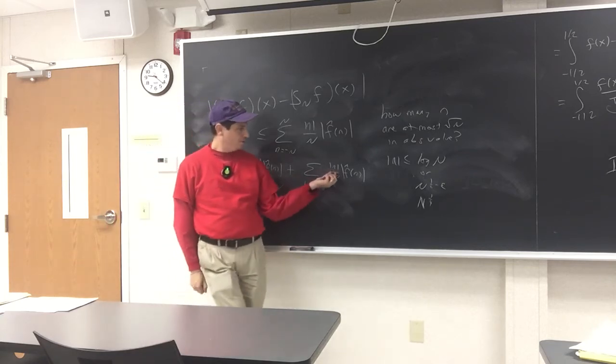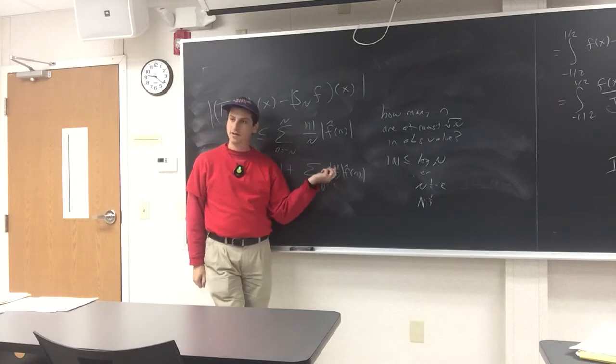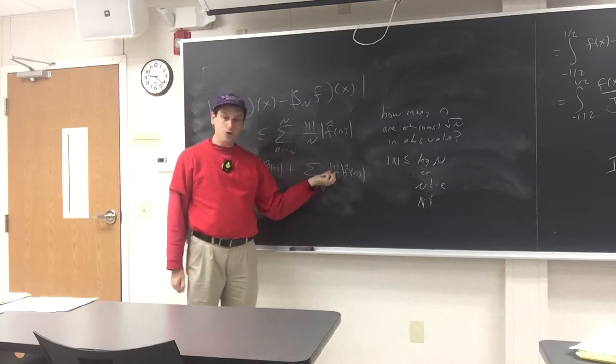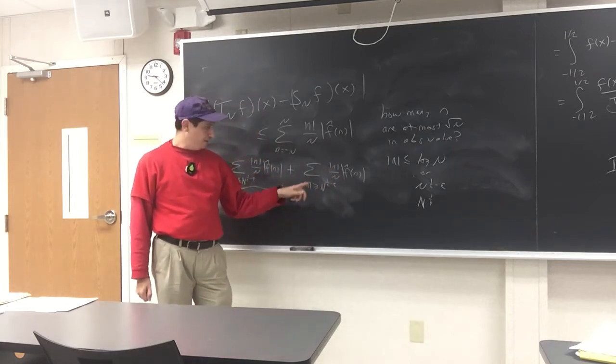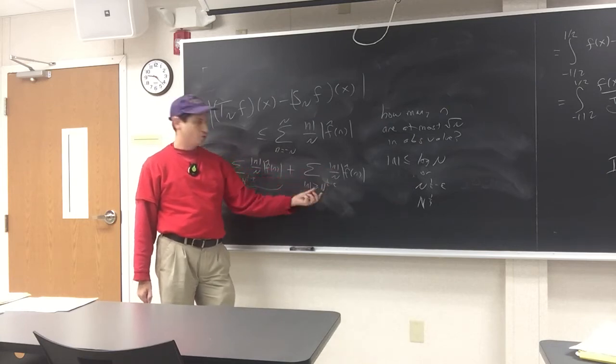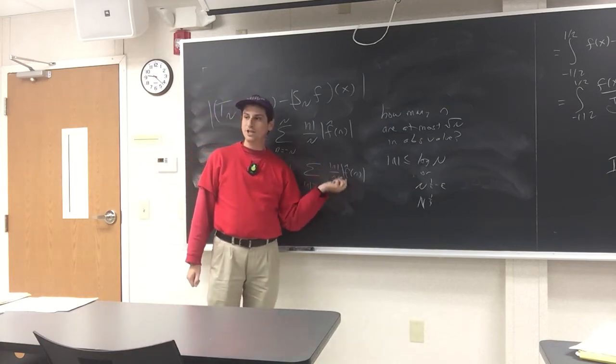Now for this one, what can you tell me about n over N? Could this be very large? How large could n over N be? 1. So n over N could be 1. And in fact, most of the n's are going to be very close to big N in terms of size. So unfortunately, the n over N is no longer going to give us decay.